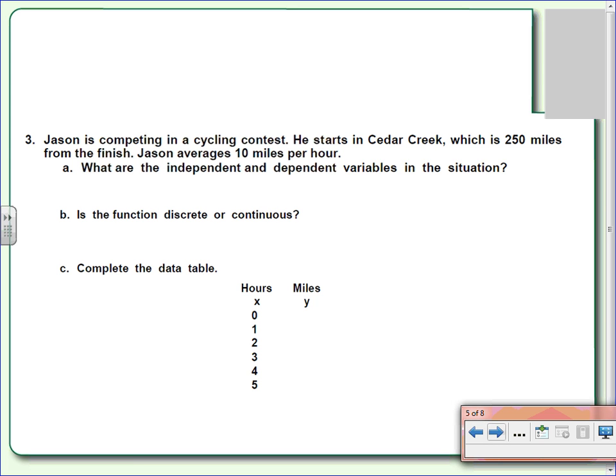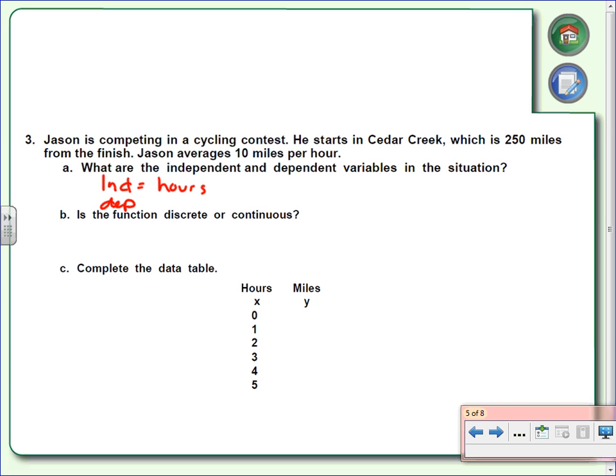So for part A, they want to know what is the independent and what is the dependent variable in this particular situation. So let me start with the independent. What is our independent? All right. In this case, the independent is going to be the number of hours. Our dependent is going to be our miles, the distance. Distance in miles.